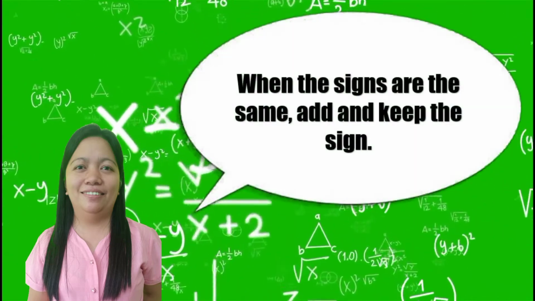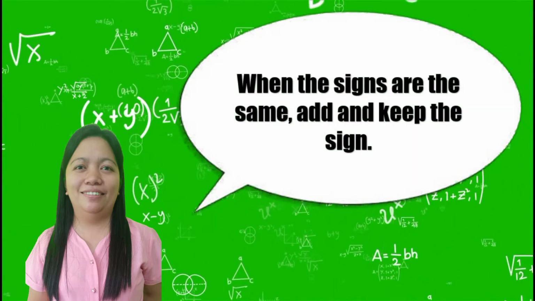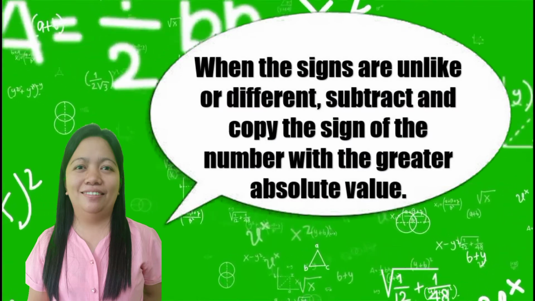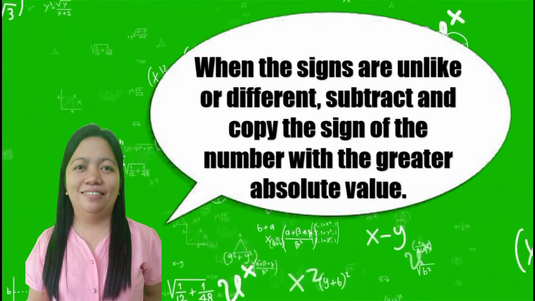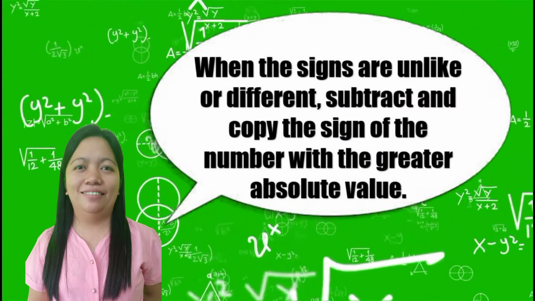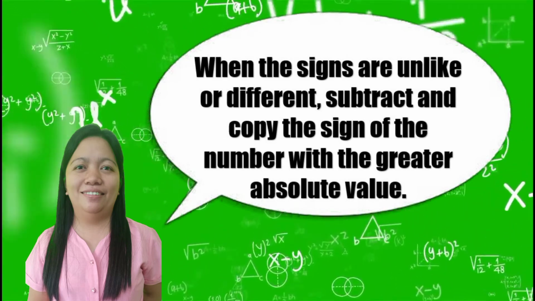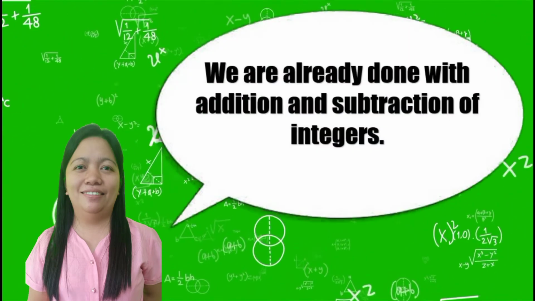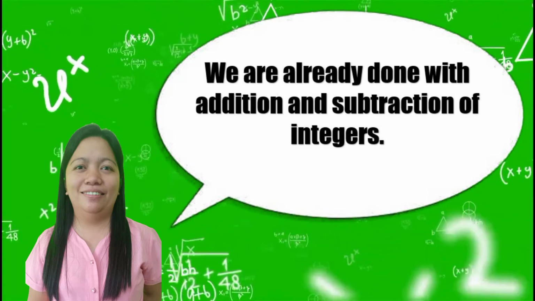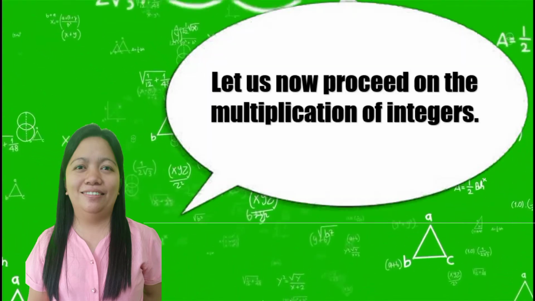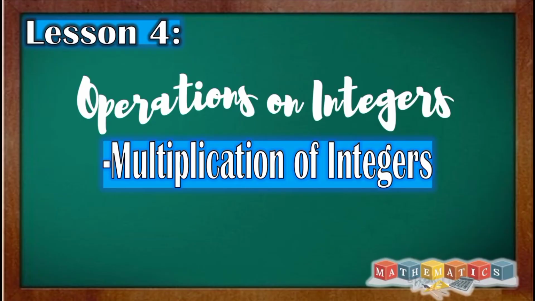When the signs are the same, add and keep the sign. When the signs are unlike or different, subtract and copy the sign of the number with the greater absolute value. We are already done with addition and subtraction of integers. Let us now proceed to the multiplication of integers.